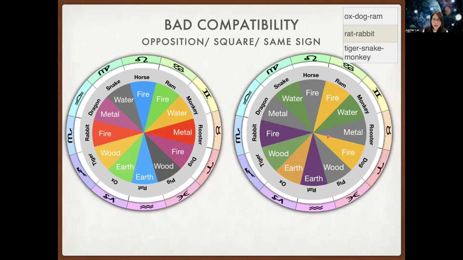And for the other way, it is the square. For example, rabbit and rat and rooster, they are not in good relations. So this is mainly the square relation. This is not something very new if you know anything about Western astrology. They are just based on the same principle.